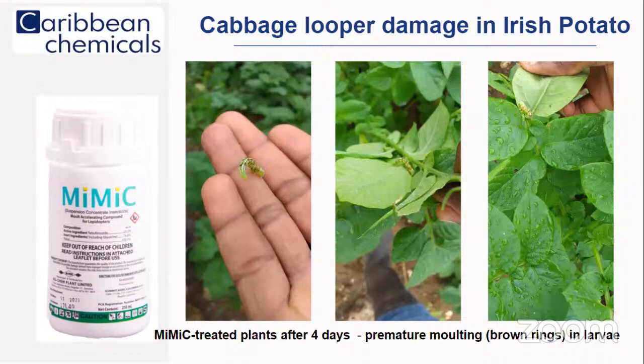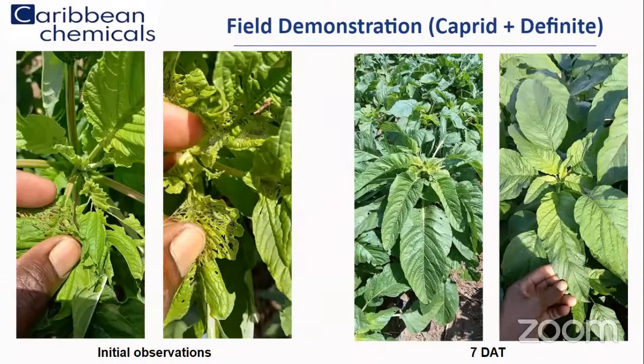You see the worms there? So the worms start to change color because the Mimic stops the growth, and then they start to condense. So the Mimic forces molding of the larvae. So you can see there. And here are some other pictures of the Mimic at work, on the callaloo.